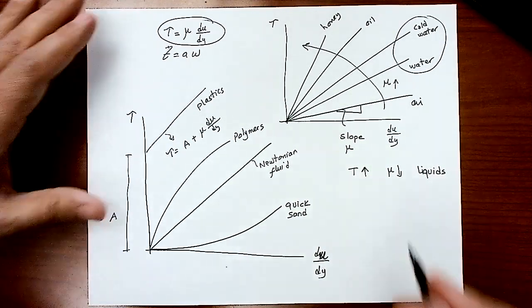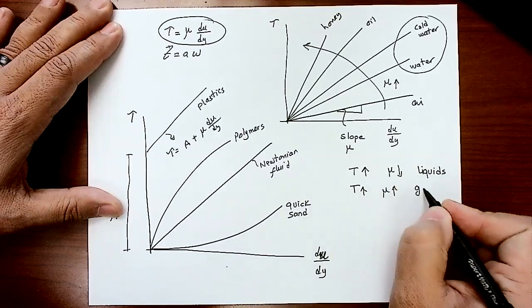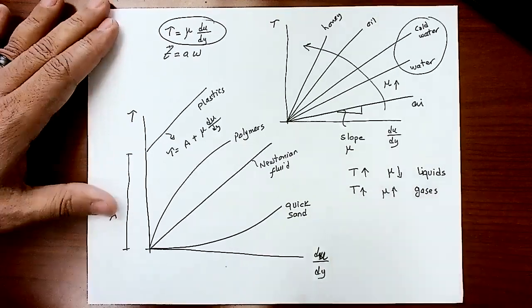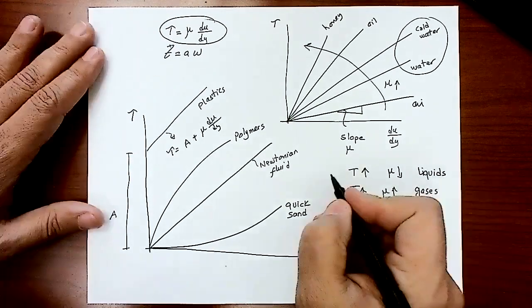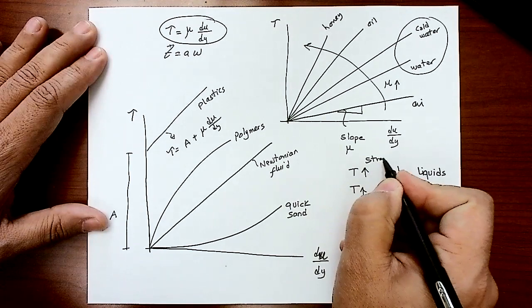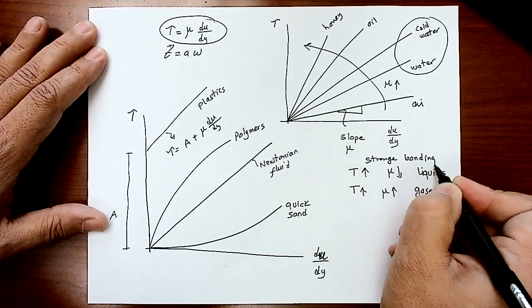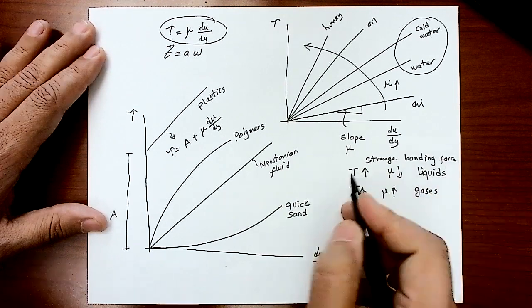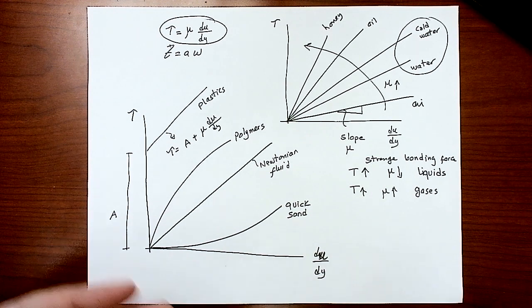And the opposite for the gases. So as the temperature goes up, viscosity increases for gases. Why is that? You increase the temperature. Remember, gases already have a strong bonding force between the molecules. So when you increase the temperature, you weaken that bond. But this bond is already weak in the gases, right?